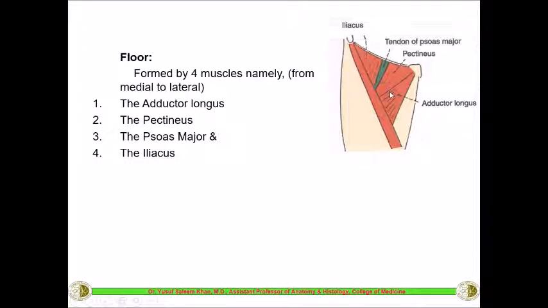So the adductor longus medially, then we have the pectineus on the lateral side, and lateral to that will be the tendon of the psoas major, and the most lateral will be the iliacus. These are the four muscles from medial to lateral side.